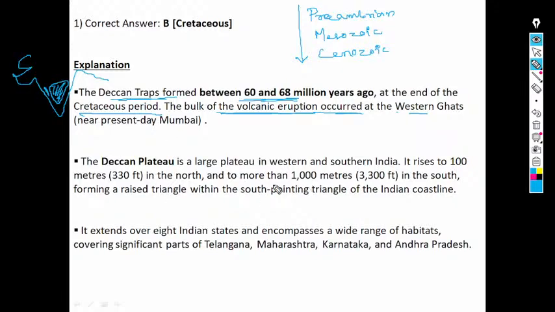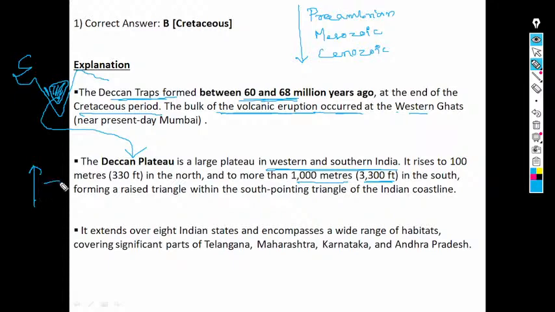The Deccan Plateau is a large plateau in western and southern India. It rises to 100 meters, 330 feet, in the north, and more than 1000 meters, that is 3,300 feet, in the south. That means it slopes more towards the north.